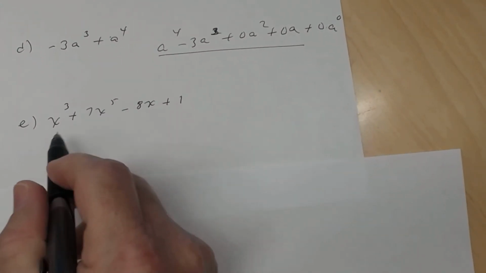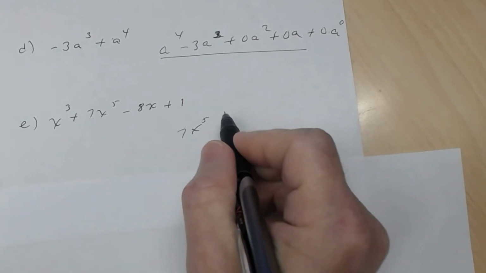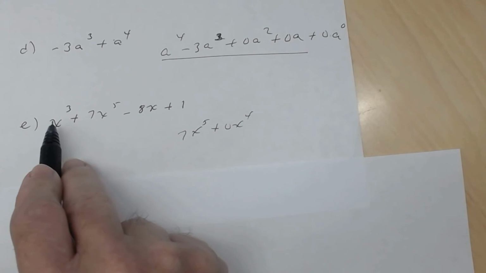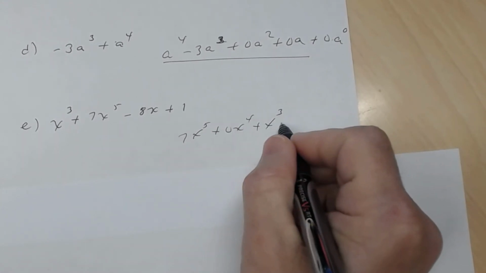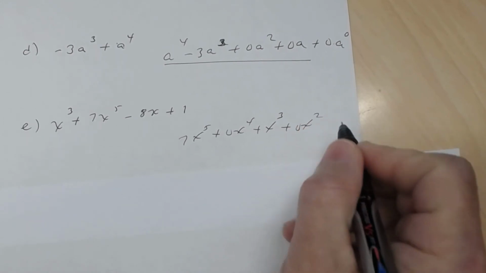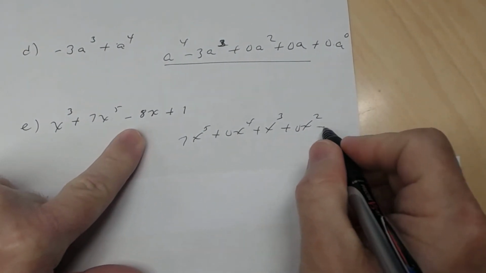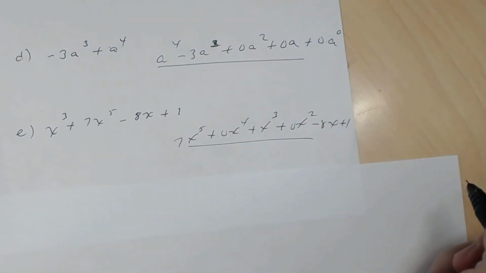Okay, over here, I'm going to have 7x to the 5th. X to the 4th is missing, so I'm going to say plus 0x to the 4th. I do have an x cubed, so I'm going to say plus x cubed. I don't have an x squared, so it's missing, so I'm going to say plus 0x squared. And I do have an x term, so I'm going to say minus 8x, and then my constant term, which is plus 1. All right?